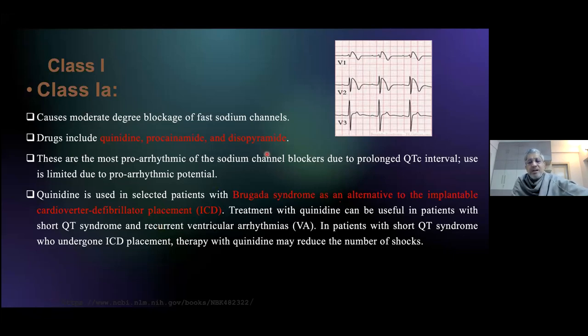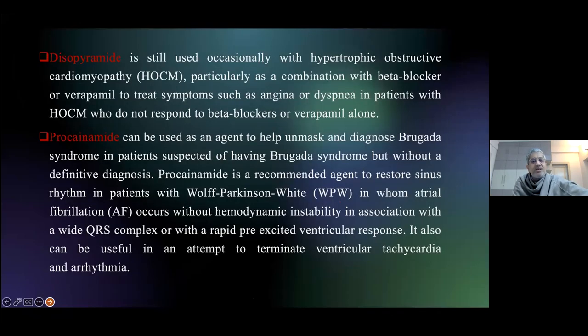But more importantly, you need to understand that procainamide and disopyramide are still being used. And disopyramide is used in a condition called hypertrophic obstructive cardiomyopathy, in combination with a beta blocker. Why? Because it decreases the force of cardiac contractility by virtue of delaying the action potential and increasing the effective refractory period.